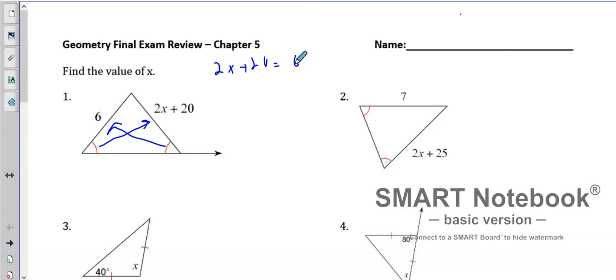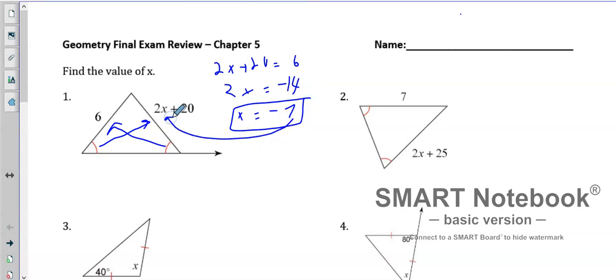So I'm going to subtract 20 from both sides. That will give me 2x equals negative 14. And now I divide by 2, I get x equals negative 7. Now, this is an okay answer as long as it's an x. We can't have a measurement that's negative 7, but if I plug in negative 7 right here, I'll get negative 14 plus 20, which is 6. And that lines up. So a negative answer is okay as long as it's not the measurement of a side.